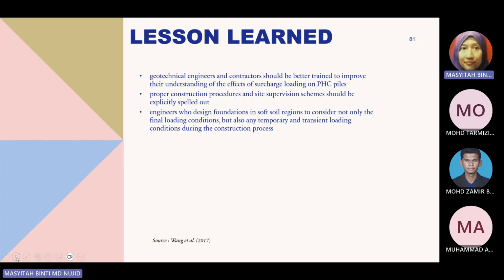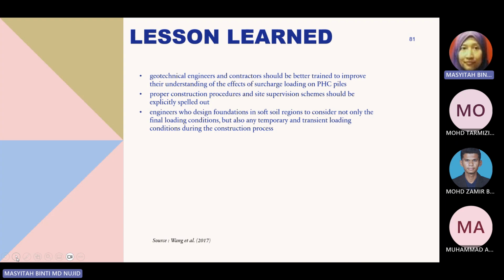Okay, these are the lessons learned that can be obtained from this case study. The first one is that geotechnical engineers and contractors should be better trained to improve their understanding of the effect of surcharge loading on PHC piles. So the proper construction procedures and site supervision schemes should be explicitly spelled out. Engineers who design foundations in soft soil regions should consider not only the final loading condition, but also any temporary and transient loading conditions during the construction process.